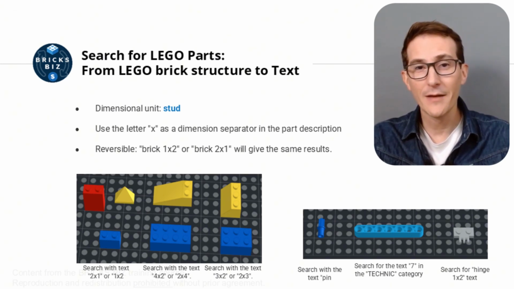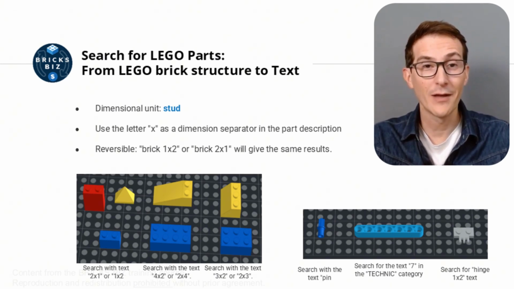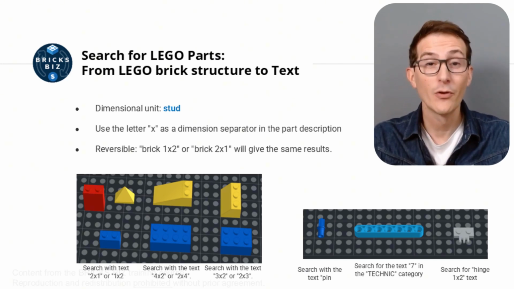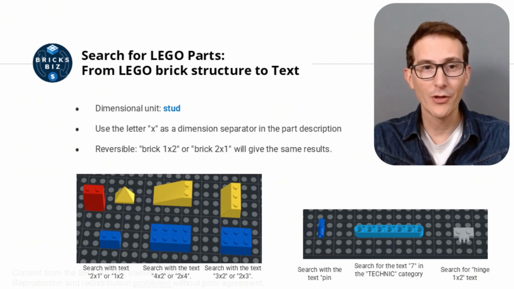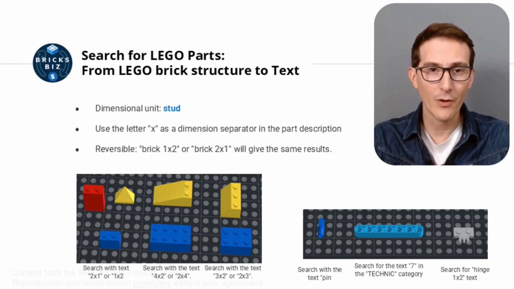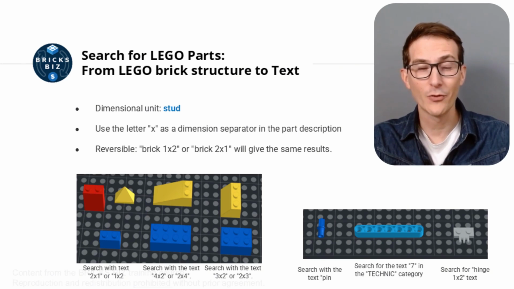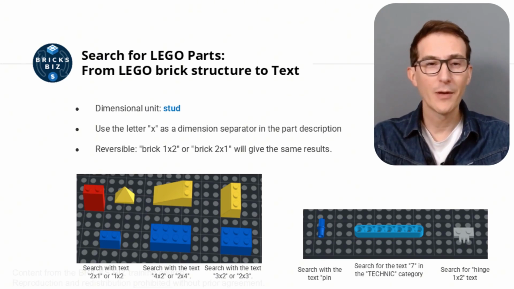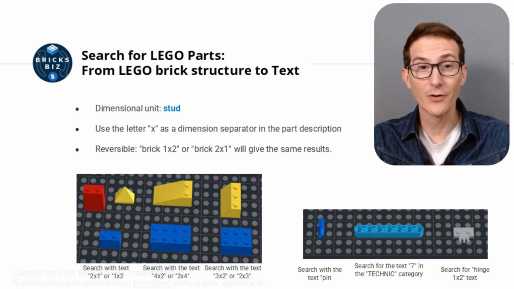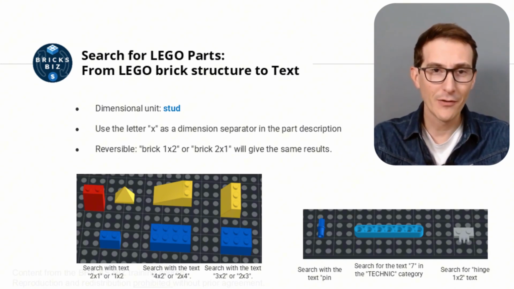Use the letter x, in lowercase, to separate the numbers indicating the number of studs. For example, the iconic Lego brick is 4 studs long and 2 studs wide. Use the text 4x2 or 2x4 in the search bar to find this brick more quickly. Combined with the right category, your search will be even faster, as you'll see. You can see on the screen some examples of searches for specific Lego parts, depending on the size of the part in studs. Before moving on to a second practical exercise, here is a list of additional tips to increase your efficiency in finding bricks.